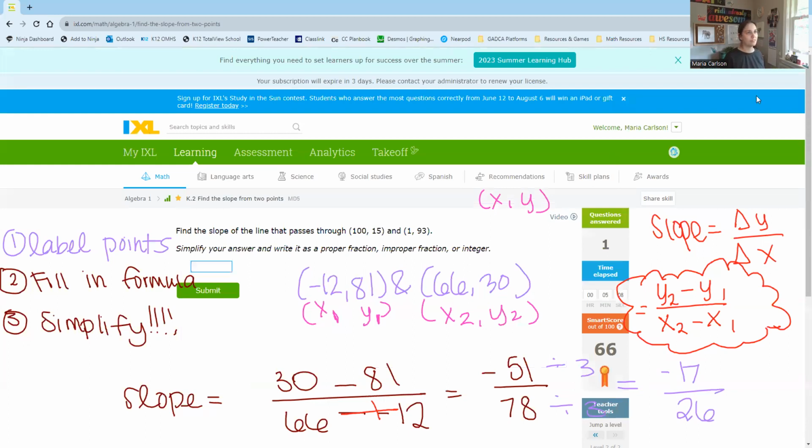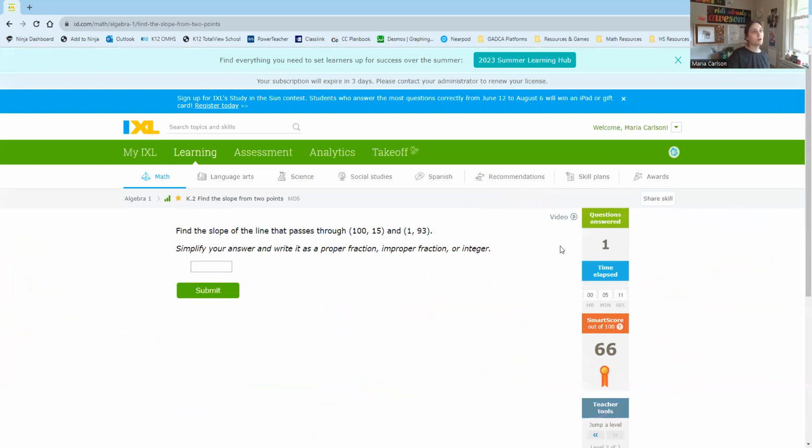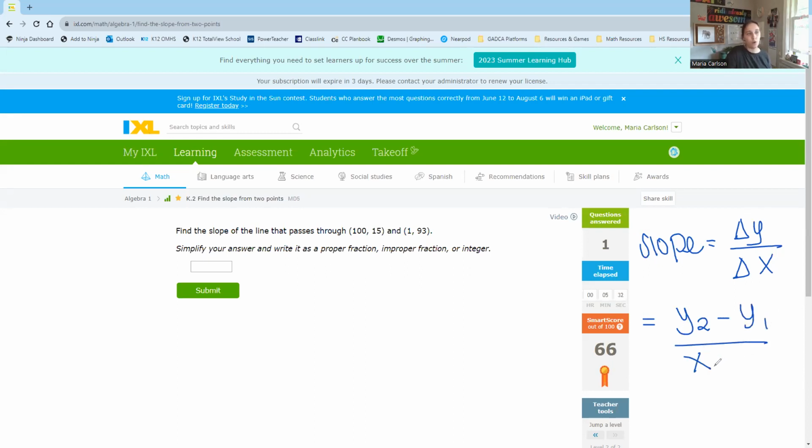Oh, okay. Big numbers. So as a reminder, let's write out our slope formula. Slope is equal to our change in y over our change in x. Our change in y would be the difference between our two y values, y2 minus y1, over our change in x, which would be x2 minus x1.